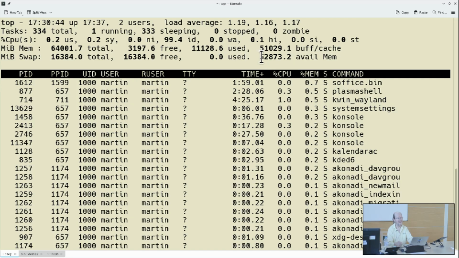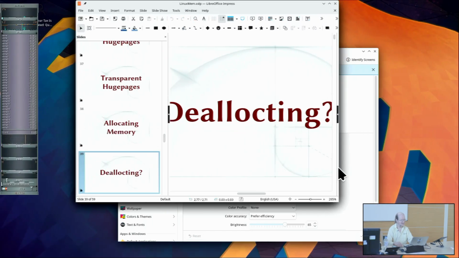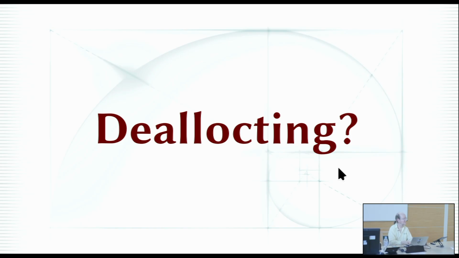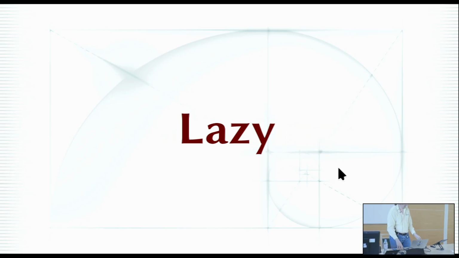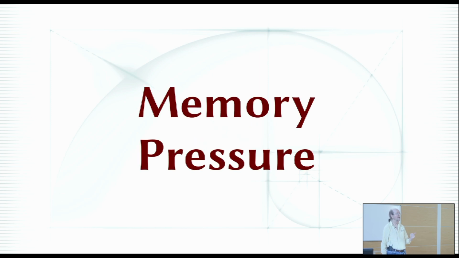A better number to look at is this available memory thing. Now, Linux didn't used to have that. It's much easier to tell what's going on in your system now that this available memory thing is available. But why is there this discrepancy between those things? And that is because, once again, just like with allocating, it is lazy about deallocating. For file-based mappings in particular. What triggers deallocation is when it feels memory pressure.